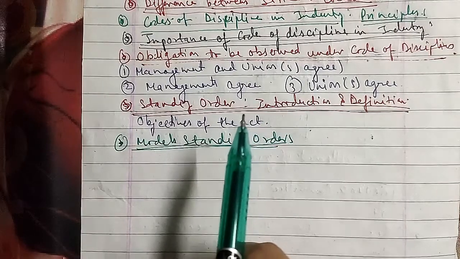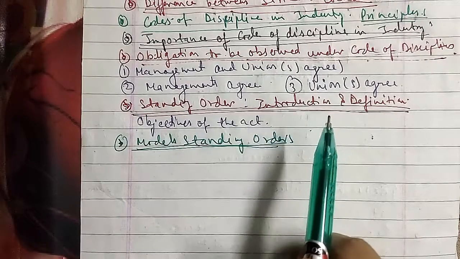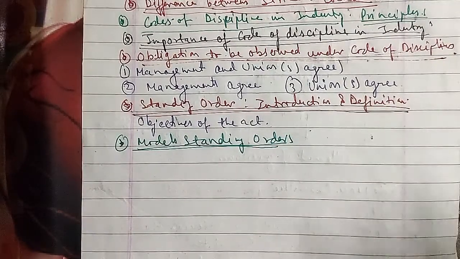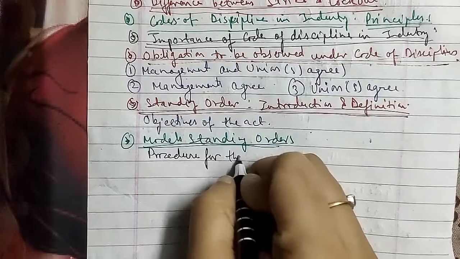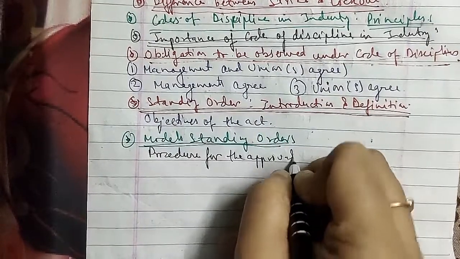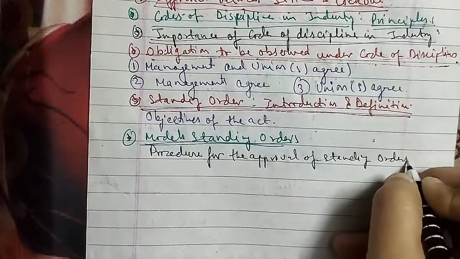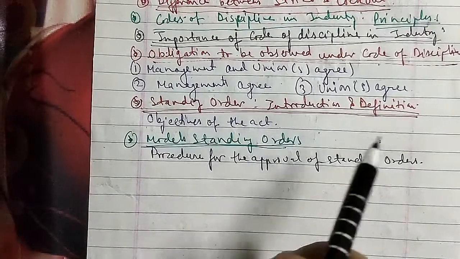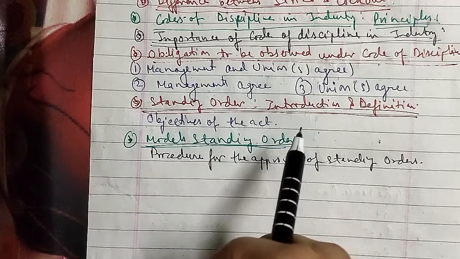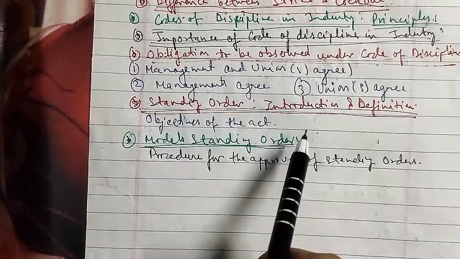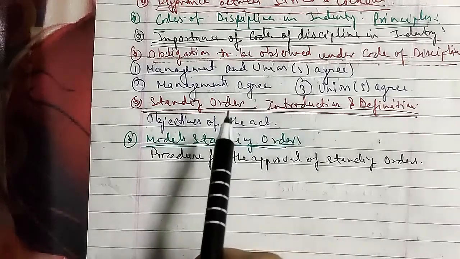We'll talk about the procedure for the approval of standing orders. The main provisions dealing with the approval of standing orders are: the procedure for submission of draft standing orders, Section 3; conditions for certification of standing orders, Section 4; procedure for certification of standing orders and adoption, Section 5; and appeals, Section 6.